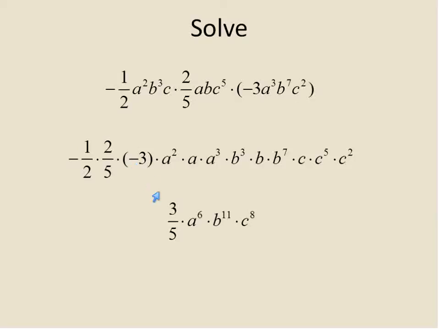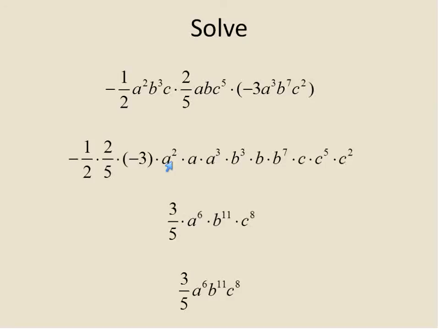Multiplying fractions, I had a negative times a negative, so I know I'm going to end up with a positive. 1/2 times 2/5, 1 times 2 is 2, 2 times 5 is 10, so that would mean I would have 2 over 10, times 3 will give me, not 2 over 10, but 6 over 10, which reduces down to 3 over 5. So I did all of that in one step. I'm assuming that you know how to multiply fractions and negatives. All right. If you struggle with that, there are some lessons on my channel about that. But we should be comfortable multiplying negatives and fractions at this point. All right. So 3/5 times a to the power of 6 times b to the power of 11 times c to the power of 8, and then we just get rid of those multiplication signs, and that's our final answer.